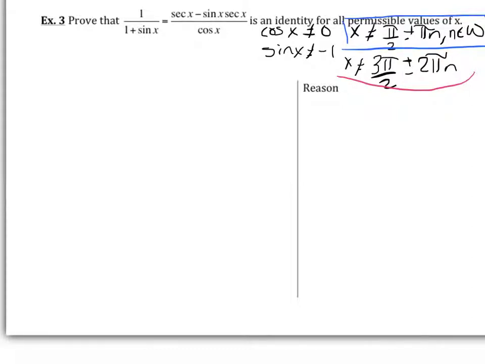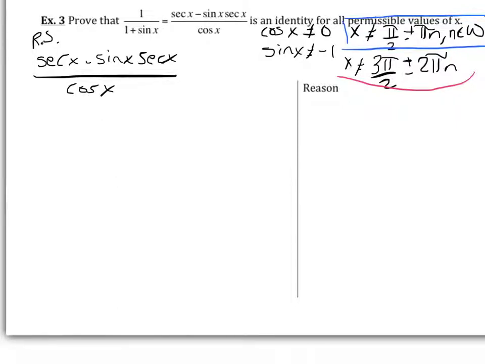Now in this case, I think the right side is going to be the more complicated side, so I'm going to start there. I have secant x minus sine x secant x over cos x. Oh, you know what? I think I actually forgot. Did I? No? Let's think about this. Well, secant has to exist, but secant doesn't exist when cosine is equal to 0. So that means by identifying where cosine is equal to 0, we've already taken care of the NPVs for secant. So we're good. All right, let's carry on.